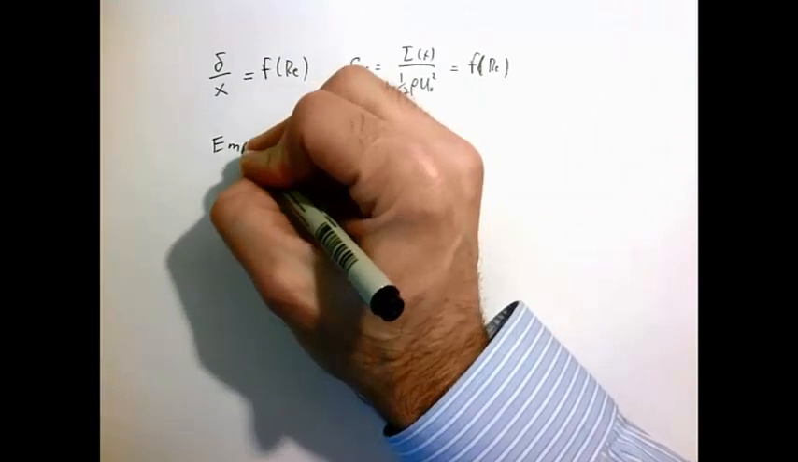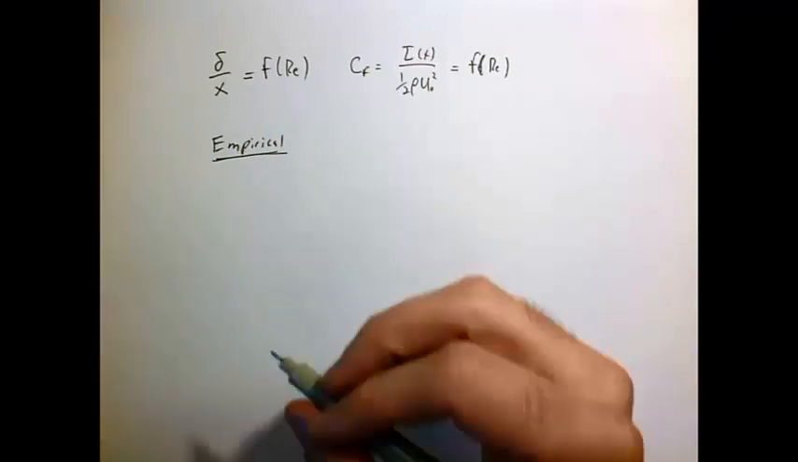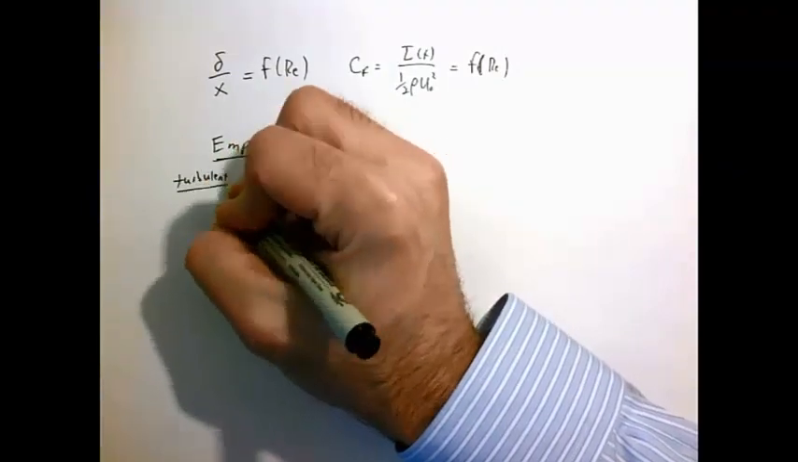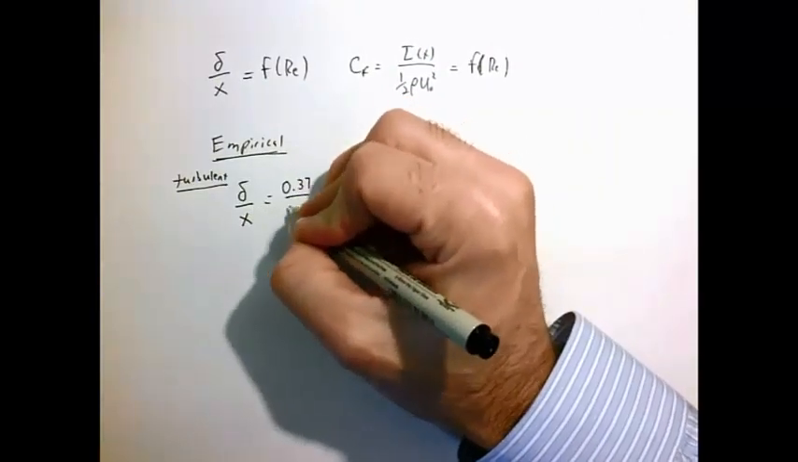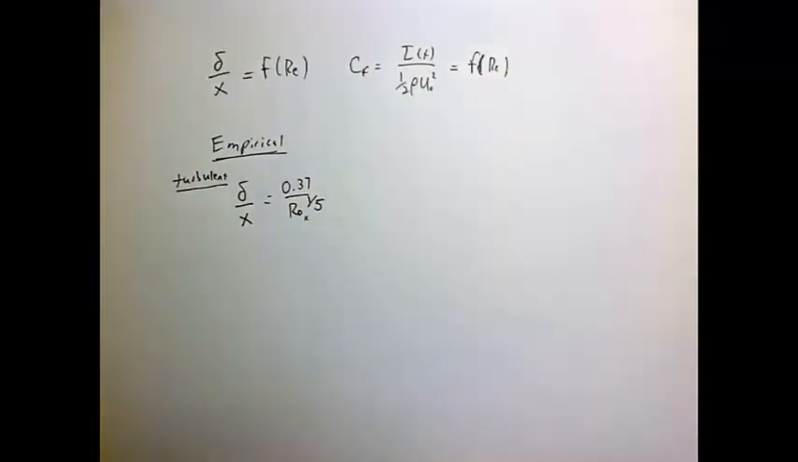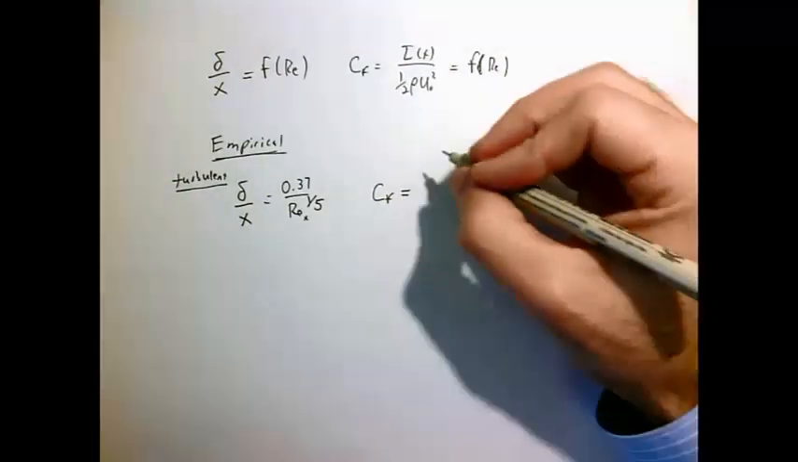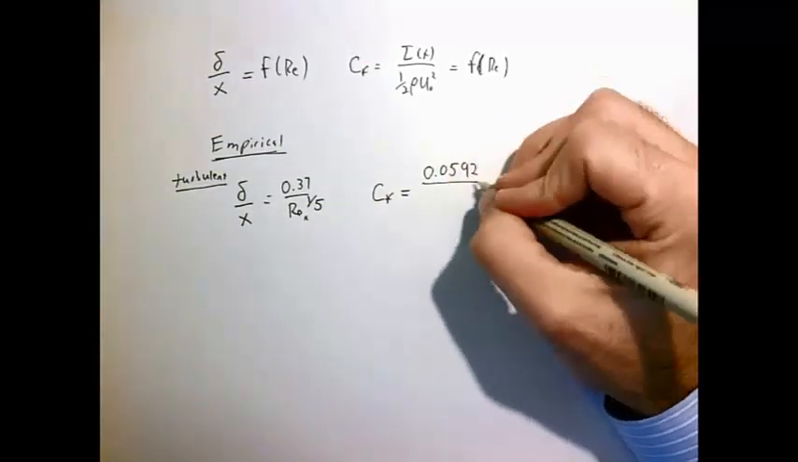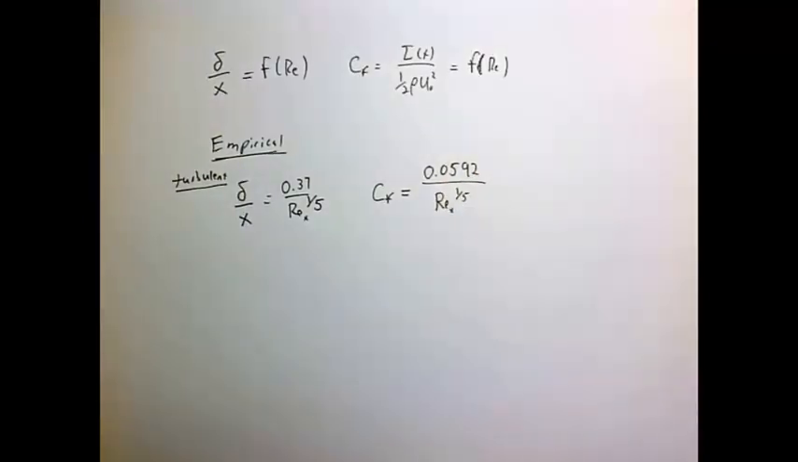So this is purely empirical, so the functional form and the factors here, there's no magic behind them, it's just what we measure. But for turbulent, a kind of common correlation would be that delta over x is equal to 0.37 over the Reynolds number based on x to the 1/5 power. And another empirical correlation would be the coefficient of friction is 0.592 divided by the Reynolds number based on x to the 1/5 power. So these are just empirical fits to data.